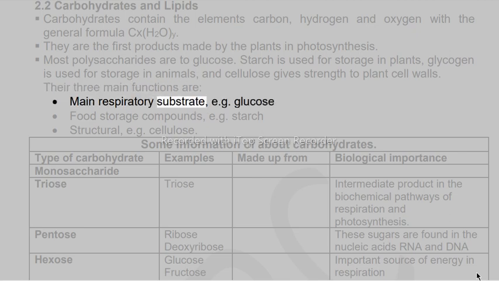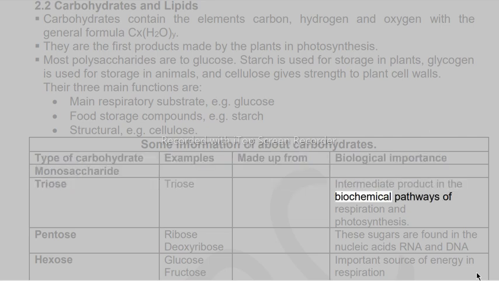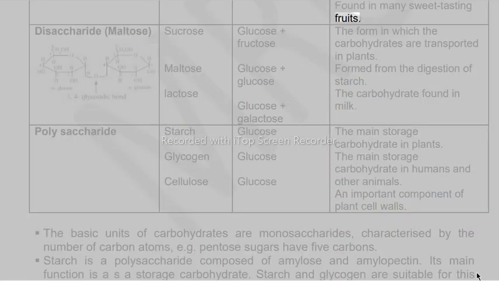Main respiratory substrate, e.g. glucose. Food storage compounds, e.g. starch. Structural, e.g. cellulose. Some information about carbohydrates. Type of carbohydrate, examples, made up from, biological importance. Monosaccharide: triose, an intermediate product in the biochemical pathways of respiration and photosynthesis. Pentose: ribose, deoxyribose. These sugars are found in the nucleic acids RNA and DNA. Hexose: glucose, fructose. Important source of energy in respiration, found in many sweet-tasting fruits.